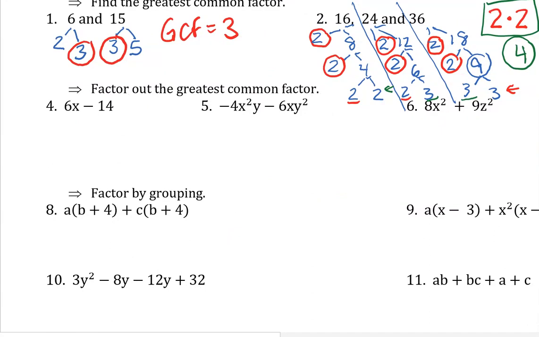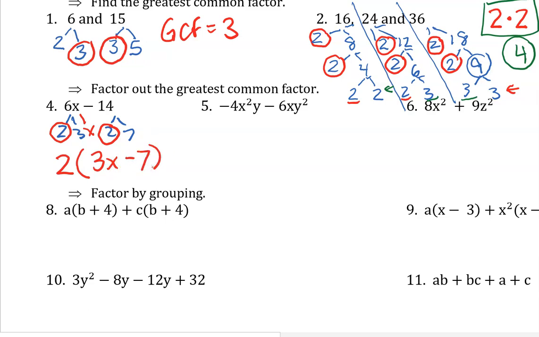Greatest common factor for number 4. 6 is 2 times 3. 14 is 2 times 7. 14 does not have an x along with it, so there's no factor there to take out. So the only thing I can take out is a 2. When I take out a 2, I have left over 3x minus 7.